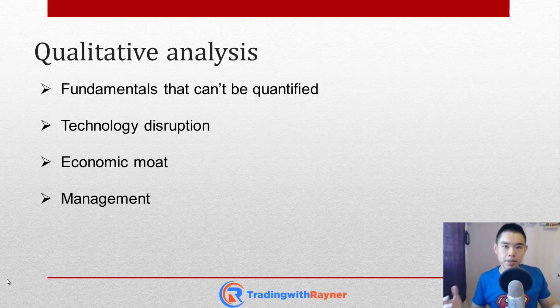Or even management can be a qualitative aspect as well. Maybe a good management, a good CEO comes in to improve on things, improve on the operations, reduce expenses, gain new market share in different industries or sectors, for example. All this is what we call qualitative analysis. Things that cannot be quantified in numbers.